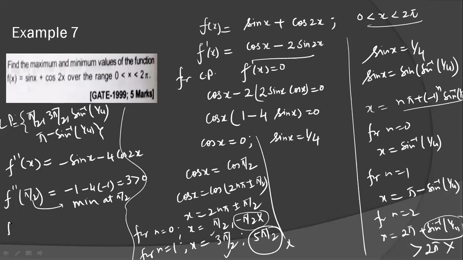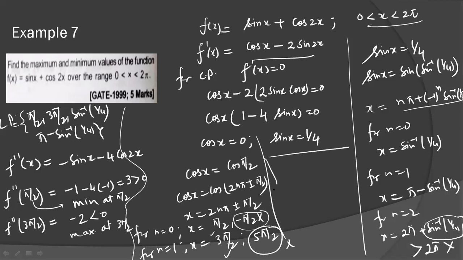Similarly, f double dash at 3 pi by 2, if you check, you will get minus sine 3 pi by 2. It means it will be plus 1 here, and cos 2 into 3 pi by 2, cos 3 pi will be minus 1 again. So it will give you minus 2. It is less than 0. So it is a maxima at 3 pi by 2.